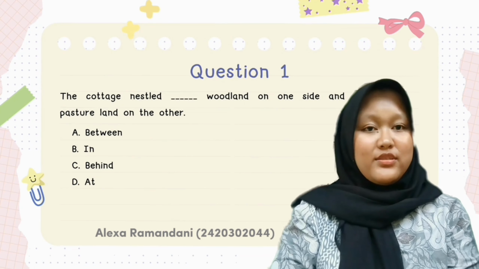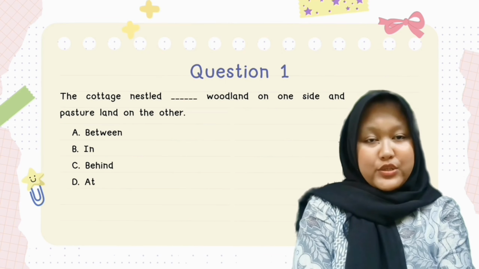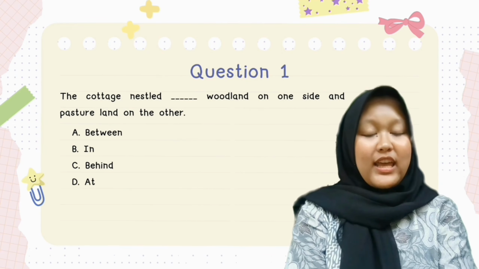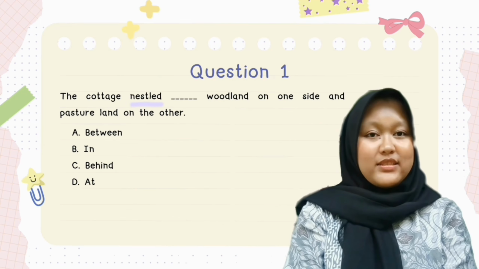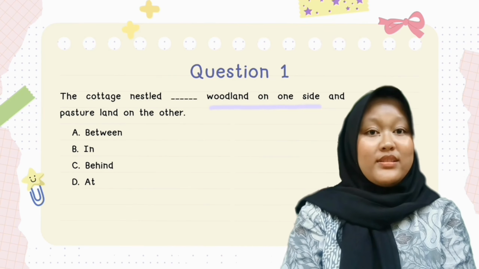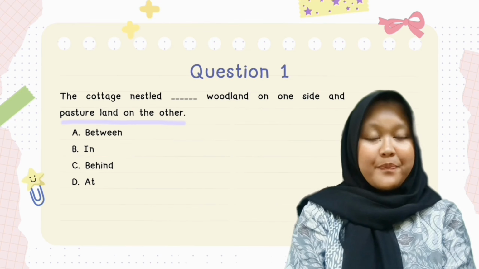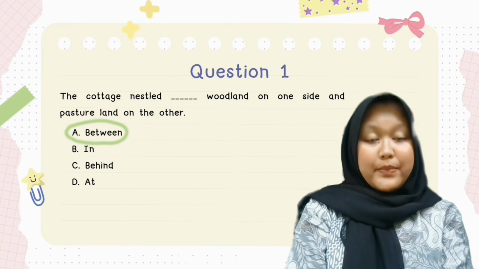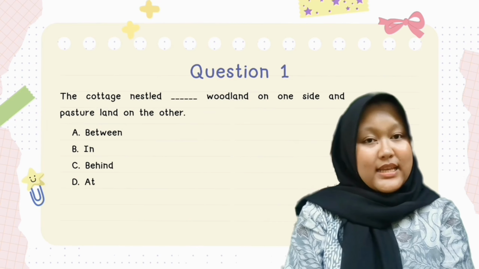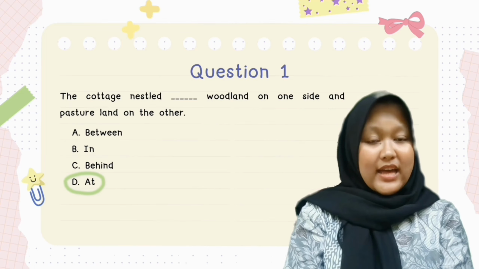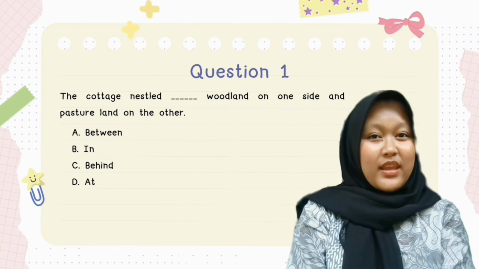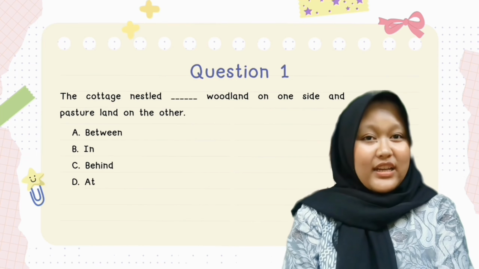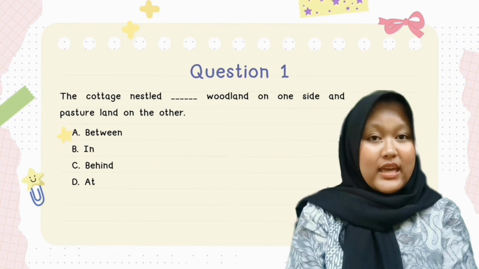Okay, in this question we have to complete the sentence by choosing the correct preposition. Let's read the sentence together. The cottage, nestled blah blah blah, woodland on one side and pasture land on the other. The options: A. Between, B. In, C. Behind, D. At. Have you already known the answer? Yes, you're right. The correct answer is A.